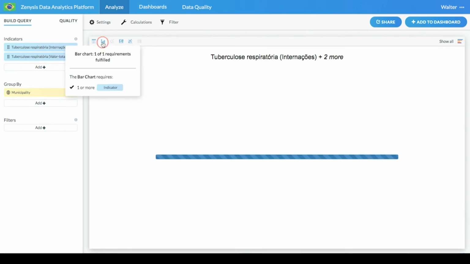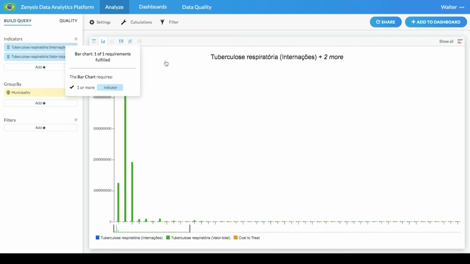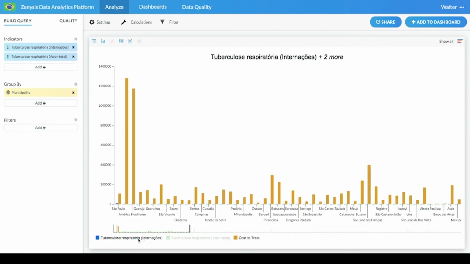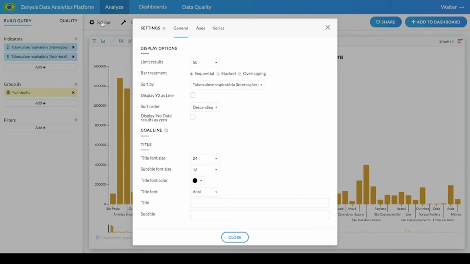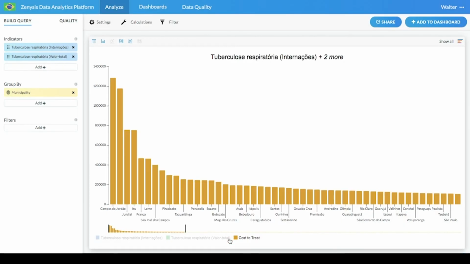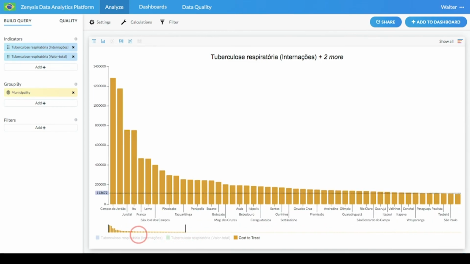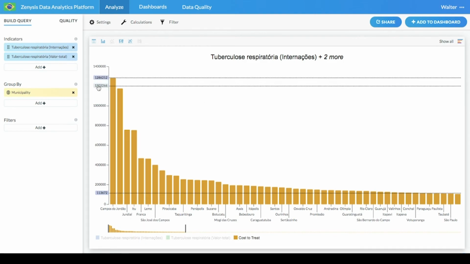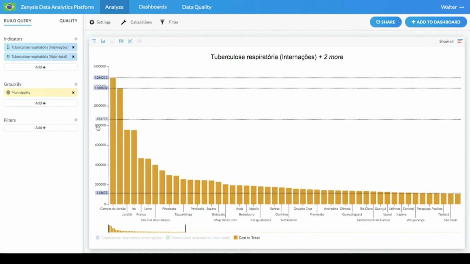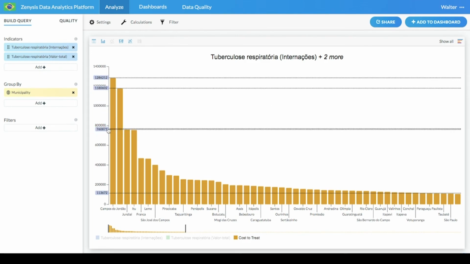So, for example, if I wanted to then go to a bar chart visualization and then sort this so that we can see the total cost to treat tuberculosis in order of financial spend, well, very quickly what we can see here is that for the most part, many municipalities spend at or about the same amount of Brazilian reais to treat tuberculosis on a per case basis. But we have a few examples here where we can see municipalities that are spending significantly more to treat tuberculosis.